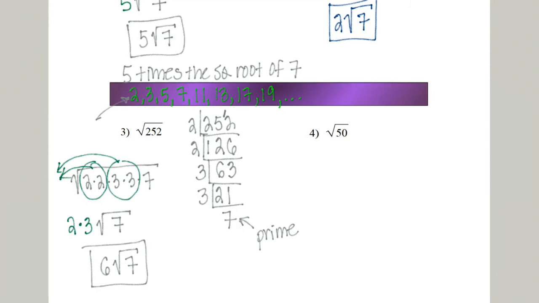Now you try the square root of 50. See if you can break that down and simplify it. Press pause, and when you're ready to reveal the answer, press play.